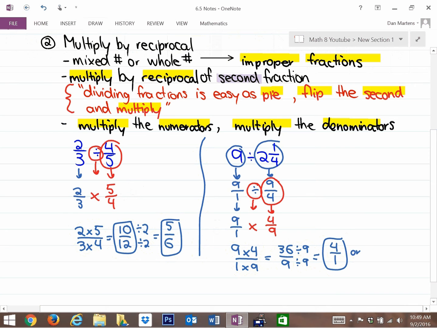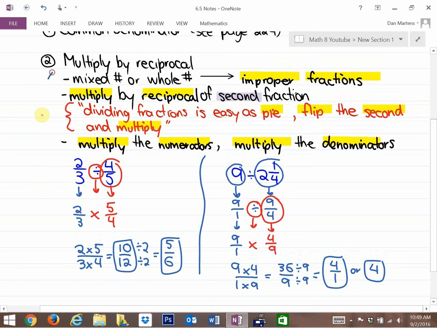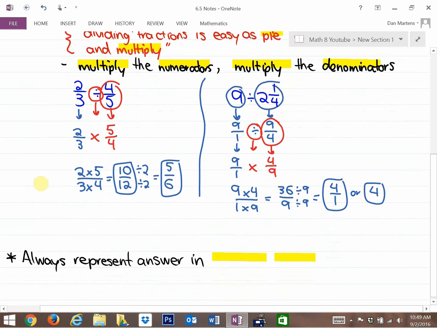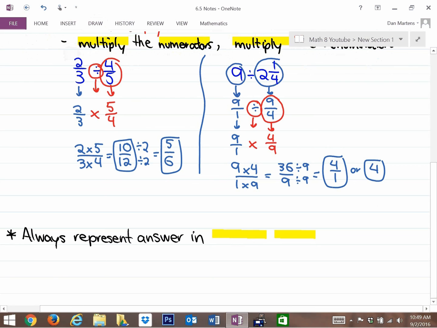Or, since it's 4 wholes, because the denominator of 1 means it's a whole number, it could be 4. So you might want to pause and review this lesson. The 3 things to do are right here. If you have mixed or whole numbers, make them improper. Then multiply by the reciprocal of the second fraction. So flip the second fraction and change the dividing into multiplying, and then multiply the numerators and multiply the denominators. And finally, the key idea in this lesson is to always represent the answer in lowest terms.